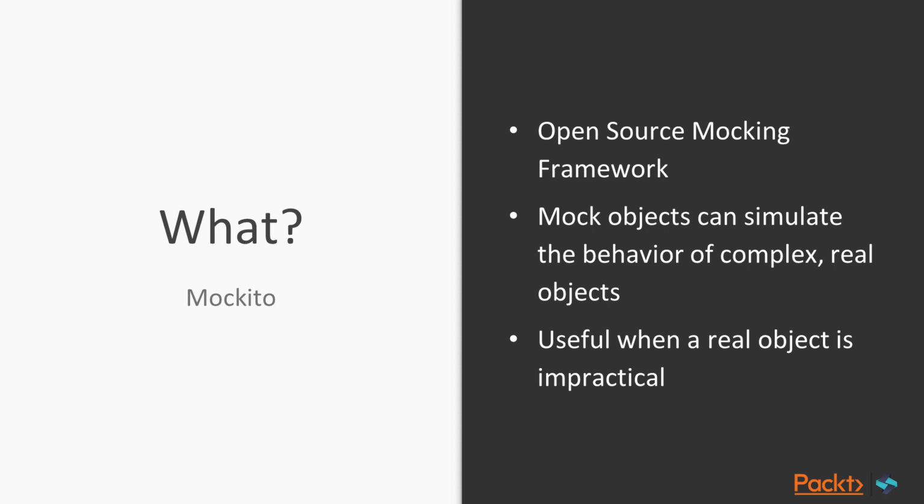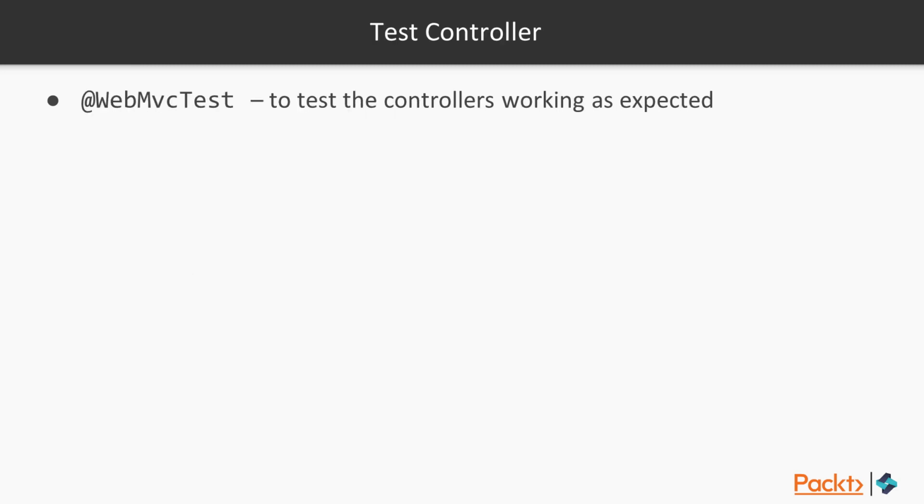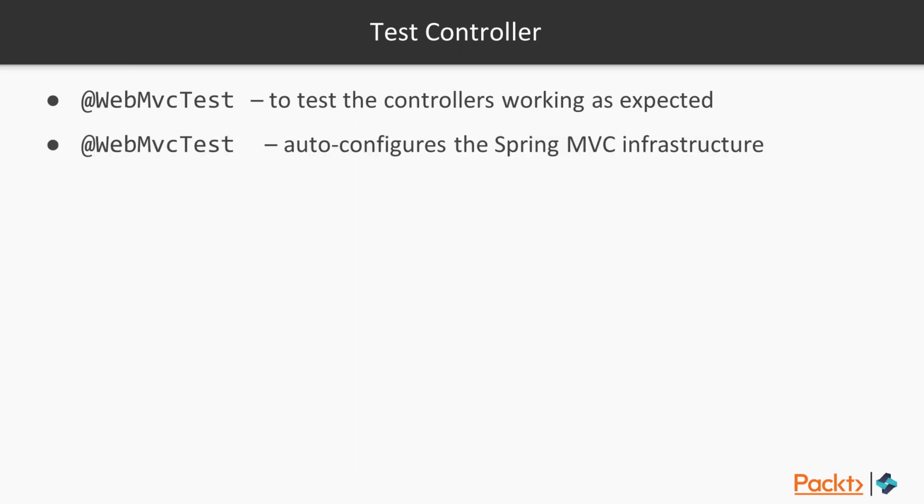In this video, we will be testing our topic controller. For that, we have a dependency on Spring Boot starter test that includes JUnit, Hamcrest, and Mockito. For testing the controller, we need to annotate our test class with @WebMvcTest. This annotation configures the Spring MVC infrastructure and provides you with the Spring MVC application context. It also auto-configures the mock beans.